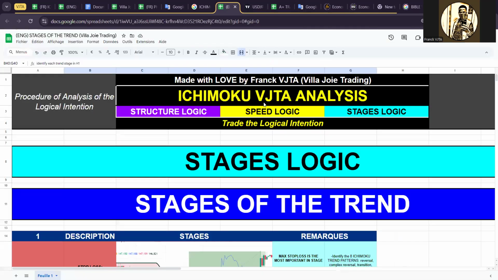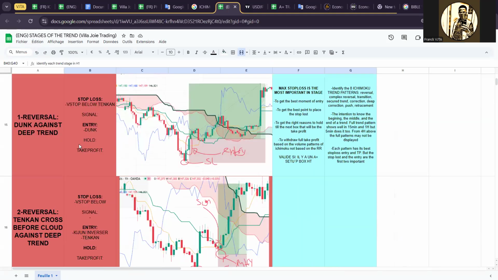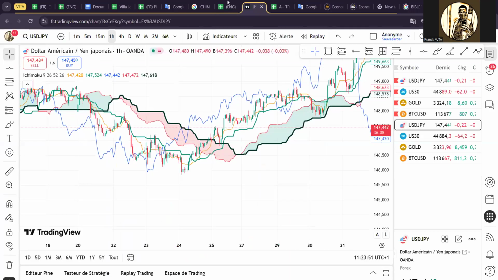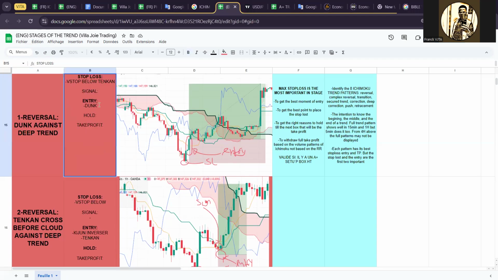with the first stage. Stage one. For stage one, we have the dunk, the reversal. The reversal stage, we have the dunk against the deep trend, right? So the dunk against the deep trend, the entry will be on the dunk candle, and the V stop, the V stop means the stop loss, right? It will be below Tenkan Mountain.